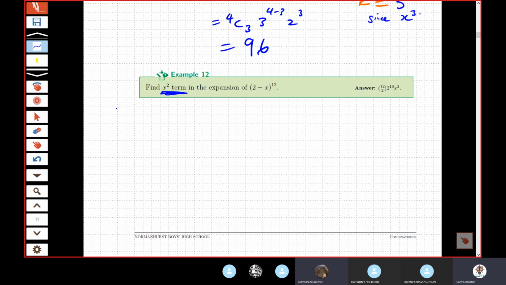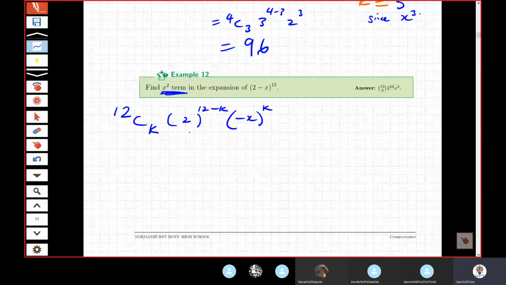Yeah, sure. So 12 choose k, a, so that's 2, 12 minus k, and then it's minus x to the power of k. If you did 12, you'll know you're straight away wrong because you just found x to the power of 12. The whole point is to find x squared. X squared, yeah.